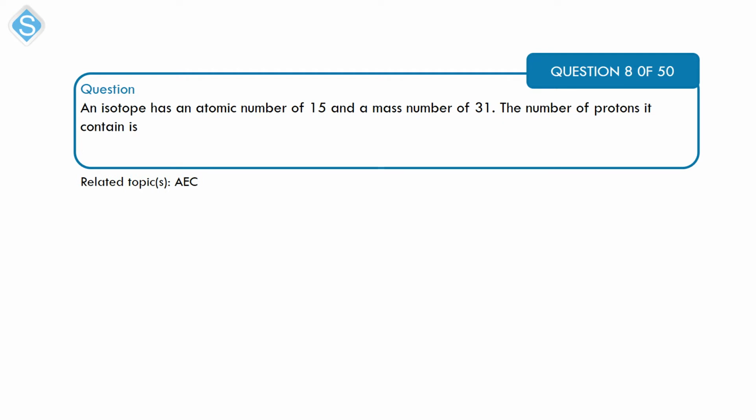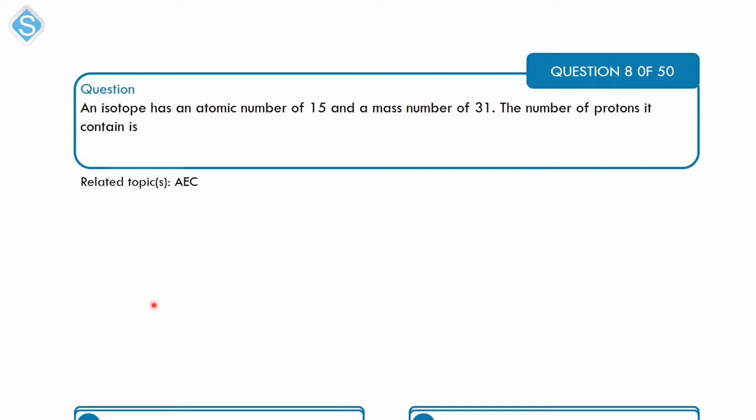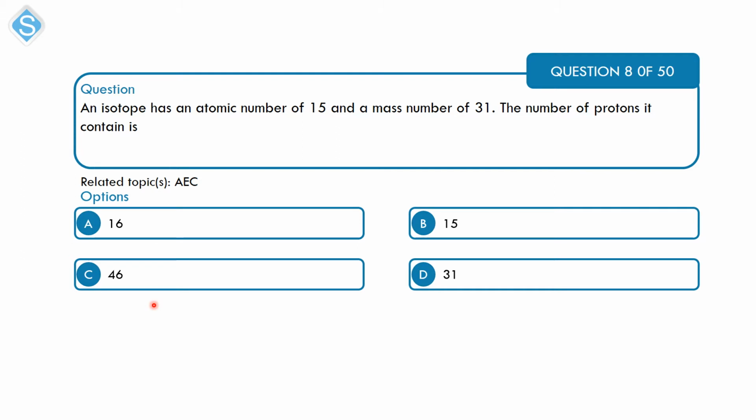Next is also on atoms, elements, and compounds. An isotope has an atomic number of 15 and a mass number of 31. The number of protons it contains is A 16, B 18, C 46, and D 31.